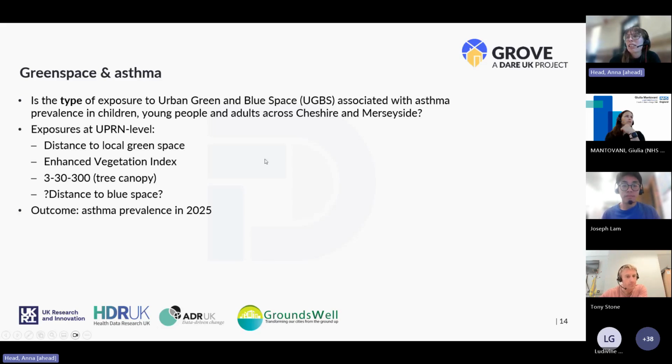So they're interested in the type of exposure to green and blue spaces within an urban environment and how this is associated with asthma. So we are looking at different exposures of green and blue space. At the moment we have distance to local green space, enhanced vegetation index, a tree canopy measure, and we're looking to add distance to blue space. And all these are calculated and linked at the UPRN level. And the outcome of interest for this analysis is asthma prevalence. I should say that these 2 projects are already in progress, so I don't have any results.